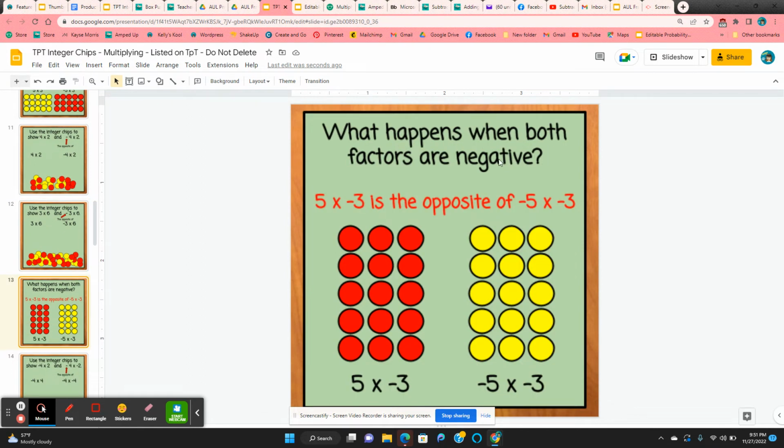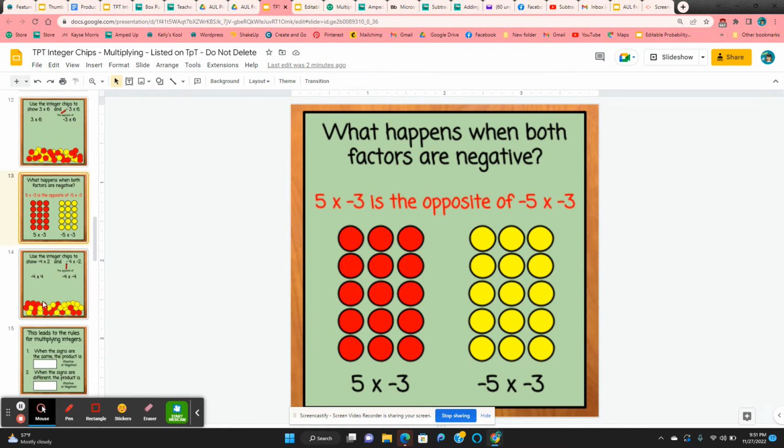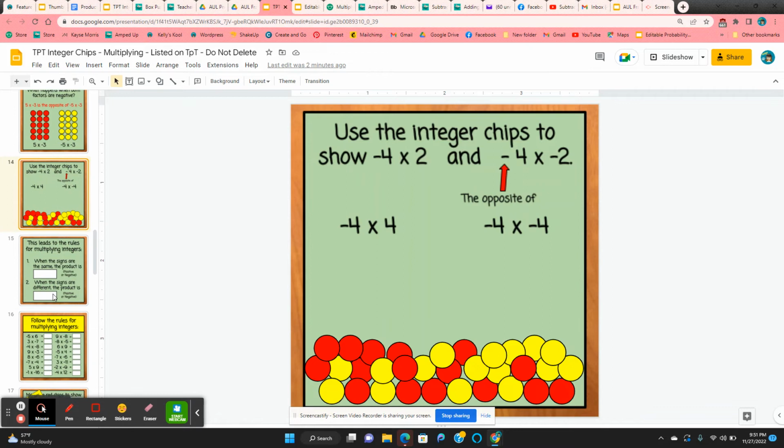What happens when both factors are negative? Well, if we know what 5 times negative 3 would be, 5 groups of negative 3, then negative 5 times negative 3 would be the opposite of that, which would give us positive 15. So they're going to be asked to do a couple of those problems.